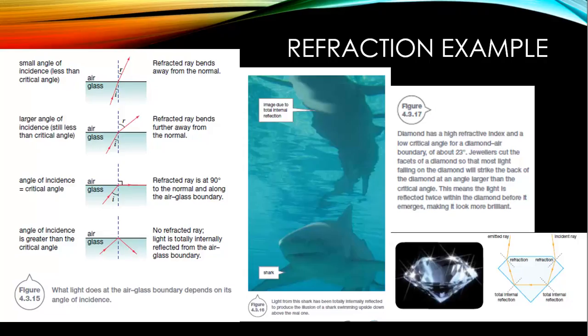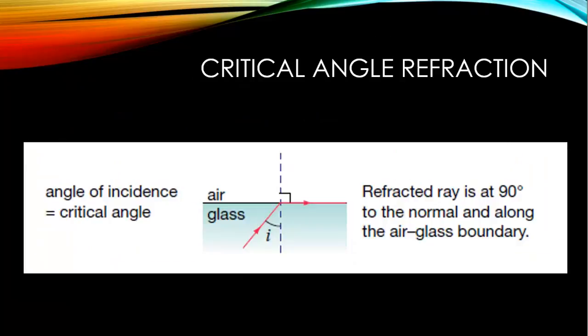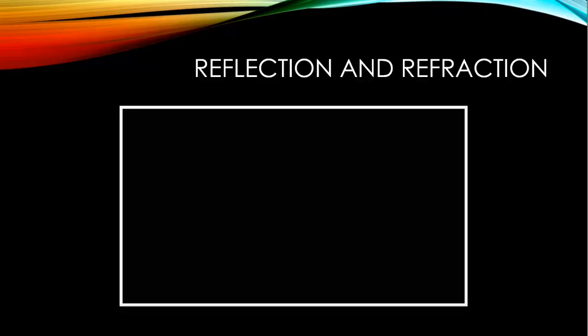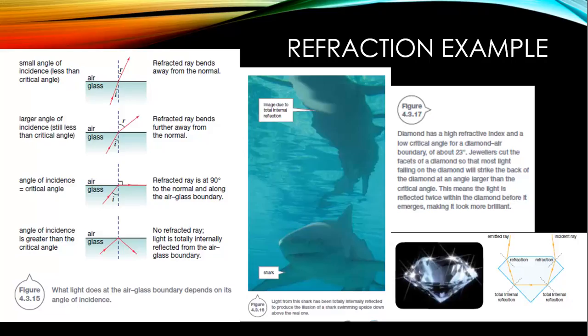This is an example of total internal reflection here at the top, where you've got light not exiting but bouncing inside and out of a medium there. Okay, here are some other examples that you can look at as well.